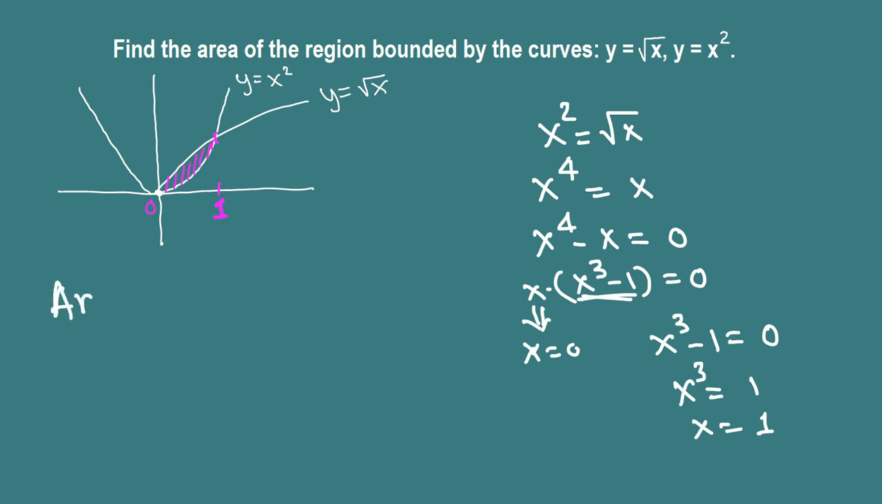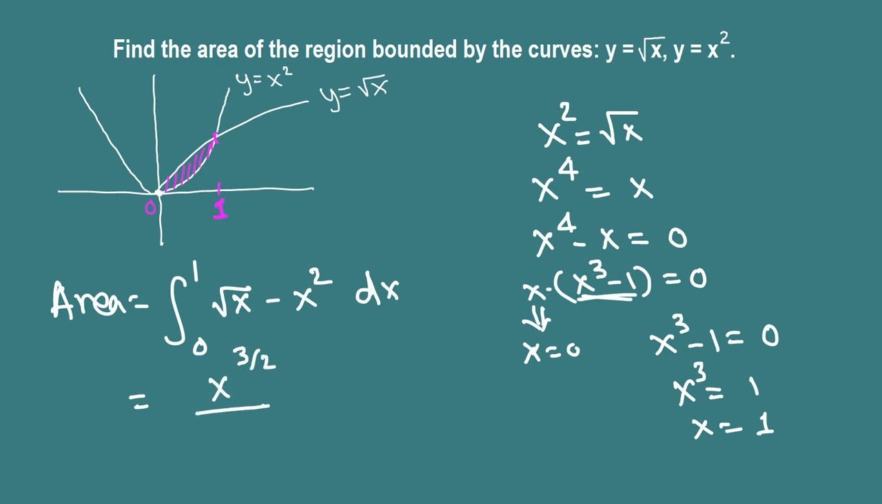Just the definite integral, so from 0 to 1, upper curve minus lower curve. In this graph, the upper curve is square root of x minus lower curve x squared dx. Just evaluate this. This is x raised to 1/2, so the antiderivative of x raised to 1/2 is x raised to 1/2 plus 1, 3/2, divided by 3/2, minus x cubed over 3. Now evaluate this function at 1 minus 0.